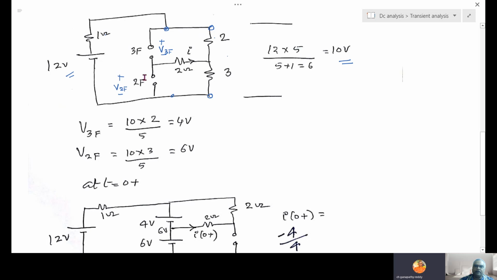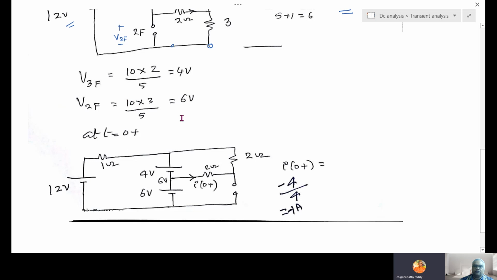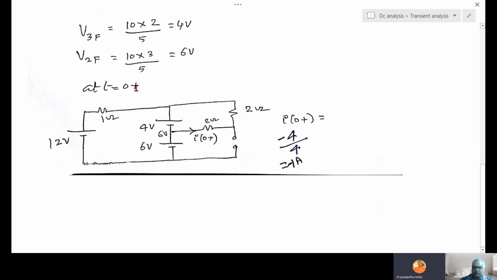So that 10 is dividing between 2 farads and 3 farads. Voltage across 3 farad, by inverse relation, 10 into 2 by 5, 4 volts. 10 into 3 by 5, 6 volts. Next, at t equal to 0 plus, the capacitor is replaced with a voltage source of 4, and here a voltage source of 6.